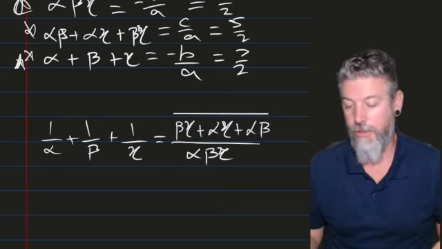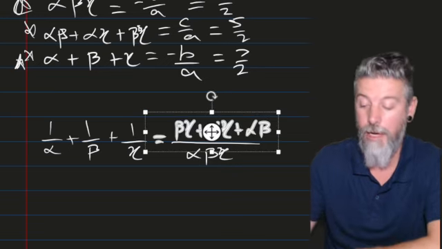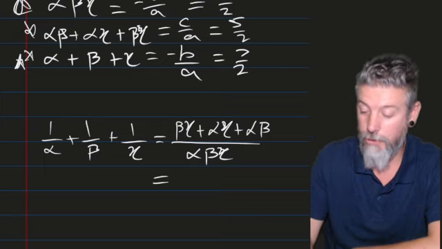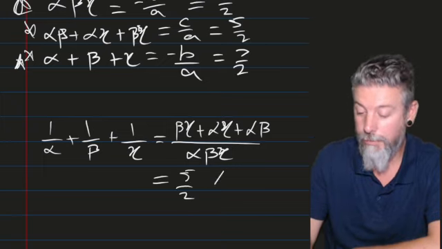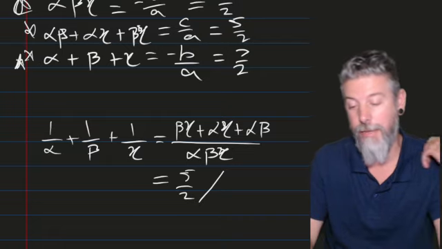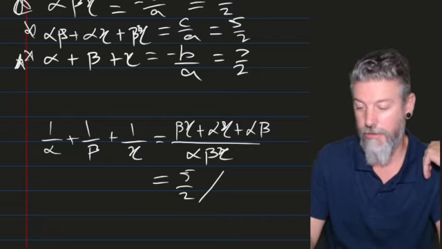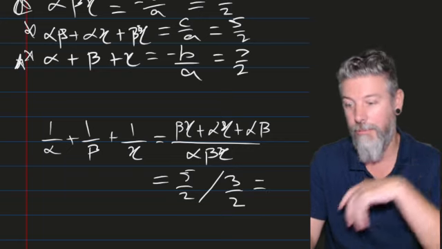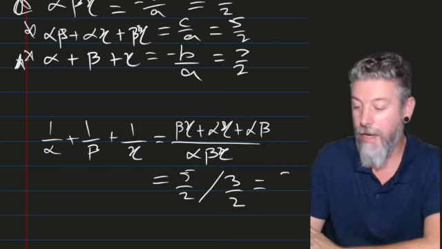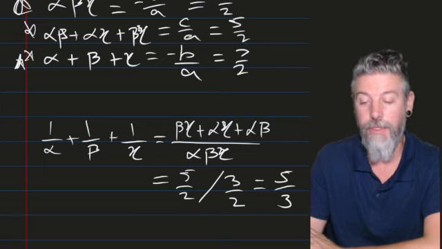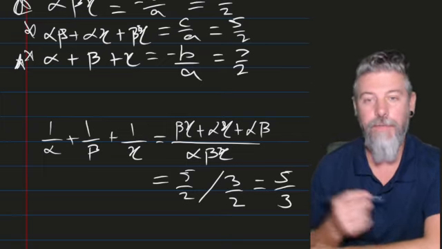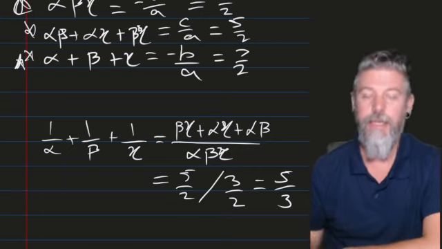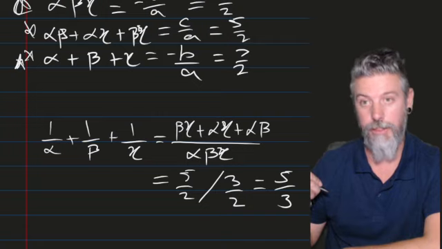So we are going to make a substitution for that part and say that that part is equal to 5 on 2. And look at the bottom of the fraction. We've got the product, the alpha, beta, gamma, which up the top is 3 on 2. So it's 5 on 2 divided by 3 on 2, flip and multiply, cancel out the 2's, and we get 5 on 3. So we've now found what the value of the sums of the roots are in the new polynomial that we're trying to build.